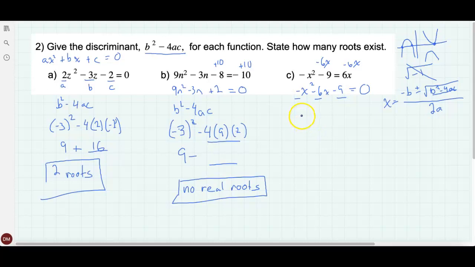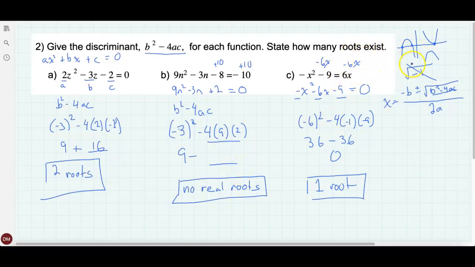So b squared minus 4 times a, which is -1, and times c, which is -9. So this is 36, and that's going to be, let's see, minus 36, oh yeah, which is equal to 0. So there's going to be one root here.